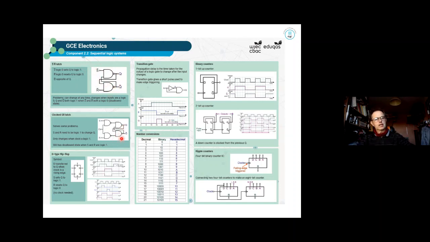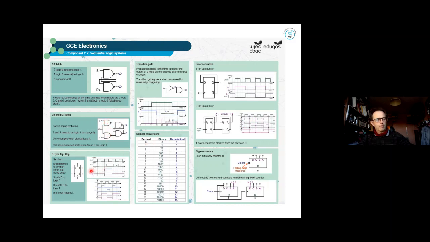You've got your clocked SR latch. With the extra 2 NAND gates there, that would make things trigger with 1s. You can put a clock in as well, so it would trigger basically on the rising edge.